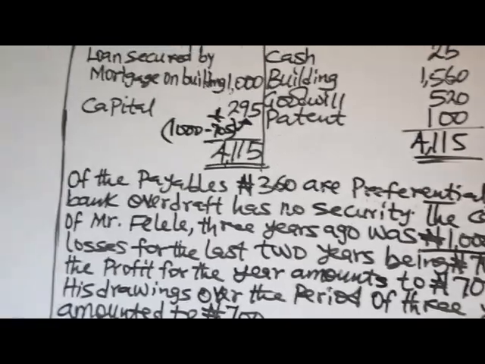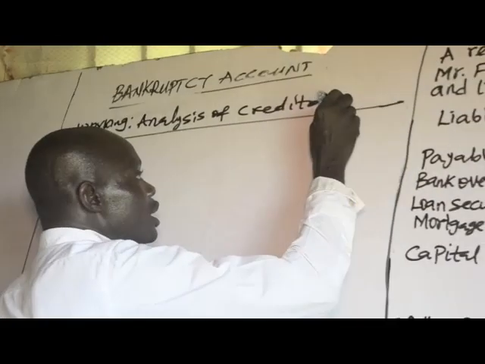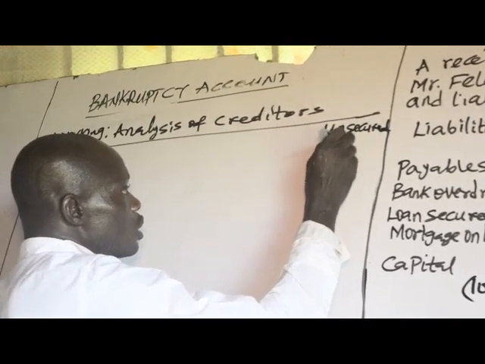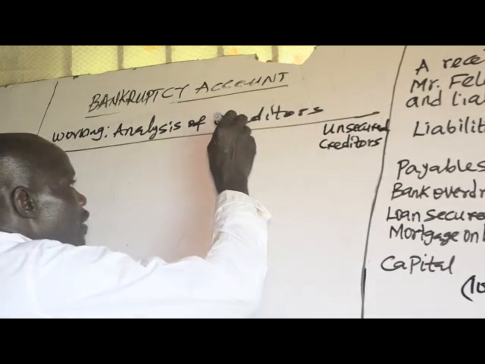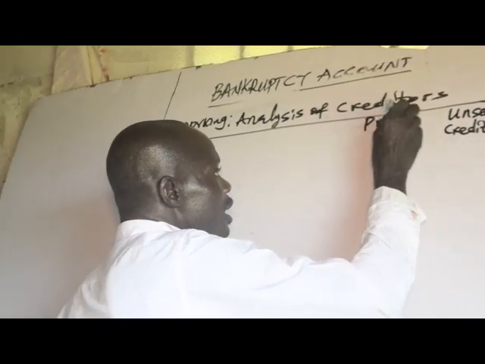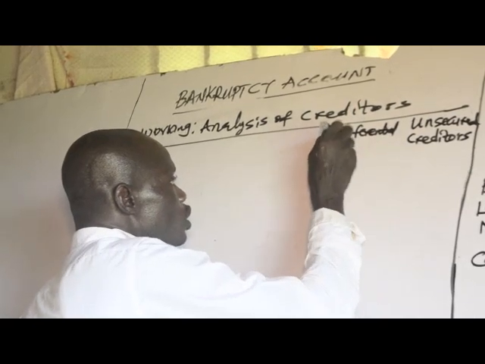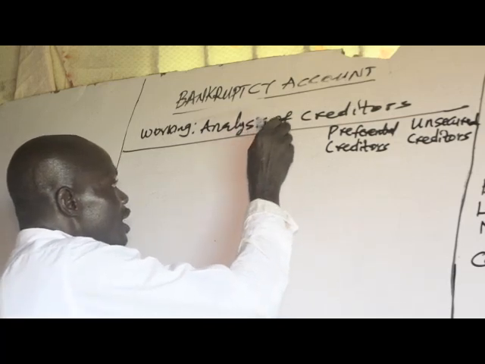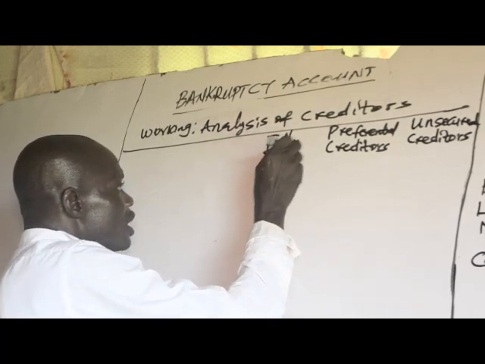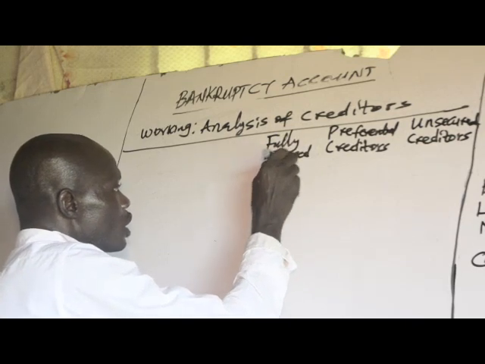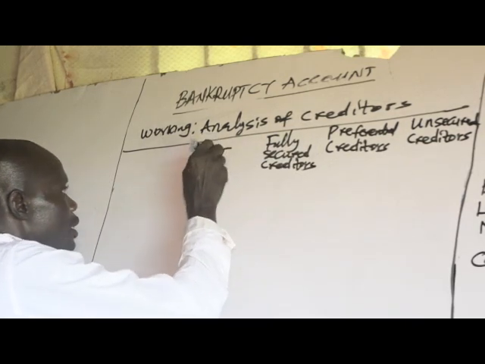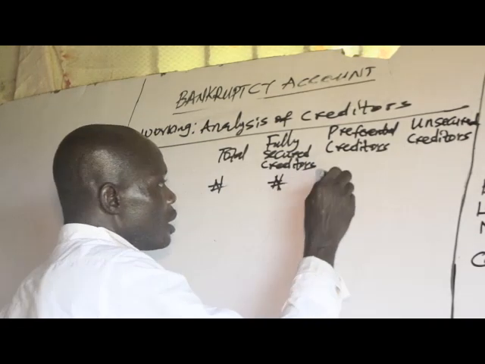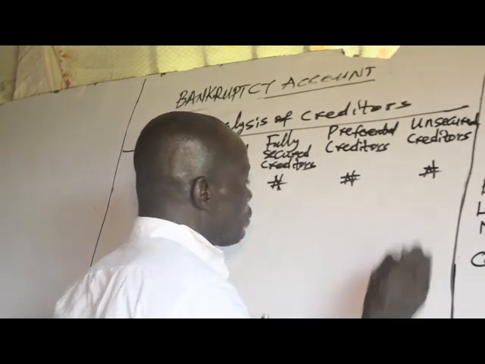Now, let's have our creditors. The first one, unsecured creditors. We have preferential creditors. We have fully secured creditors. We have the total. The amount is in Naira.